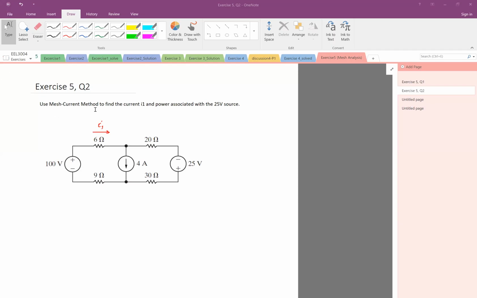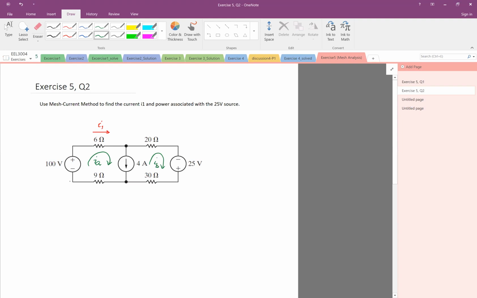So use the mesh current method to find the current IY and also the power associated with this 25 volt source. When they say mesh current method, you have to find the meshes, assign a mesh current to each mesh, and then just write the KVL equations. Okay, so let's do that. So this is one mesh. Let's call it IA, the mesh current, and another mesh, IB.